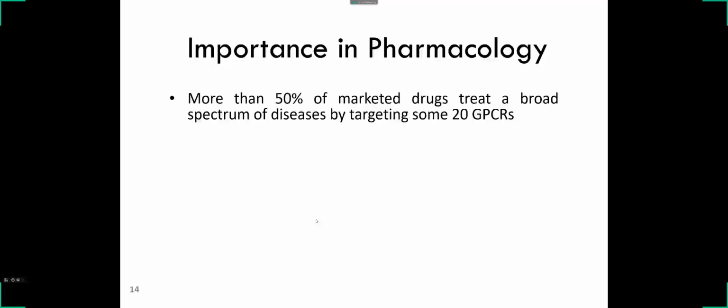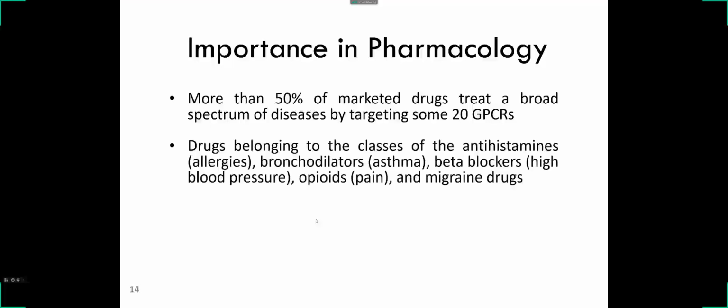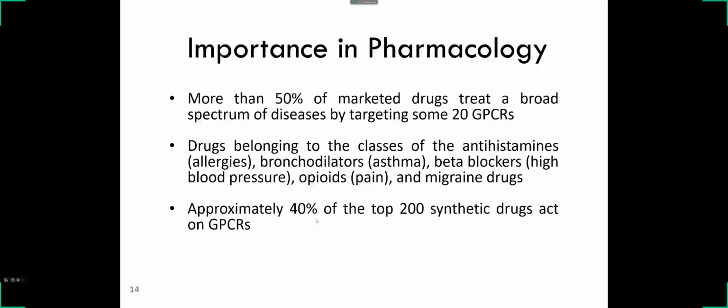More than 50% of the medicines people take today treat a broad spectrum of diseases by targeting a few G protein coupled receptors. These include antihistamines, bronchodilators, beta blockers, blood pressure targeting drugs, pain, and migraine. 40% of the top 200 drugs act on GPCRs. So these receptors are very, very important.